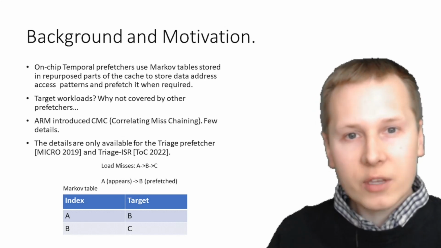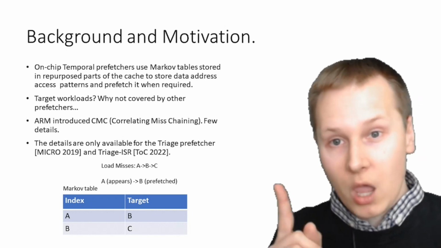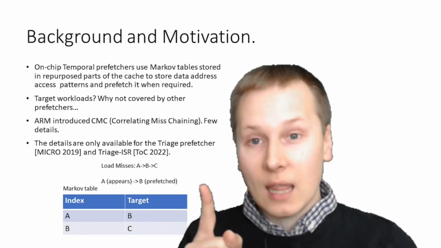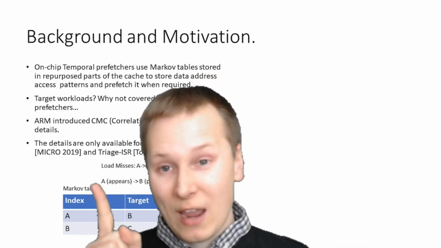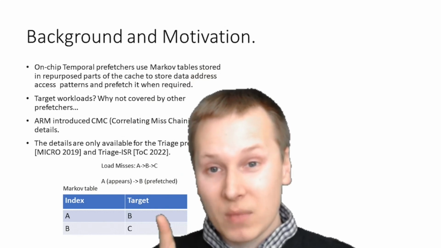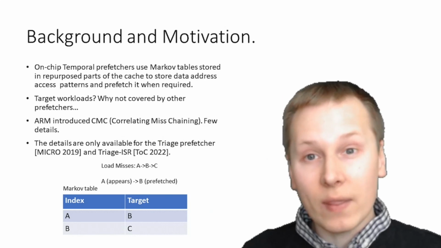And how this works is that they store what's called a Markov table, which stores address pairs. So let's say that we've got a miss stream of A, B, and C. In our Markov table, we have an index A, and we store a target B. So when we see A, we prefetch B. Then when we see B, we prefetch C. It's really not that complicated.